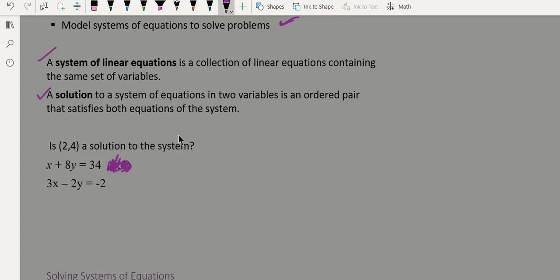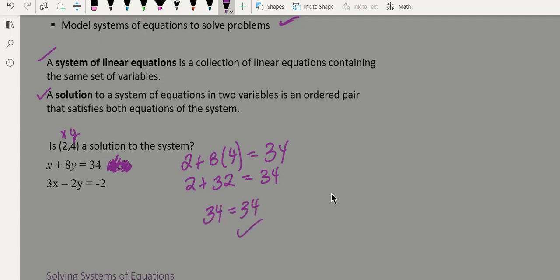Well, what you would do is plug in. Of course, this is the ordered pair, so (x, y). So this should be 2 plus 8 times 4 equals 34. So that'll be 2 plus 8 times 4 is 32, equals 34. Well, 32 plus 2 is 34, so 34 equals 34. So that's the solution to this one.